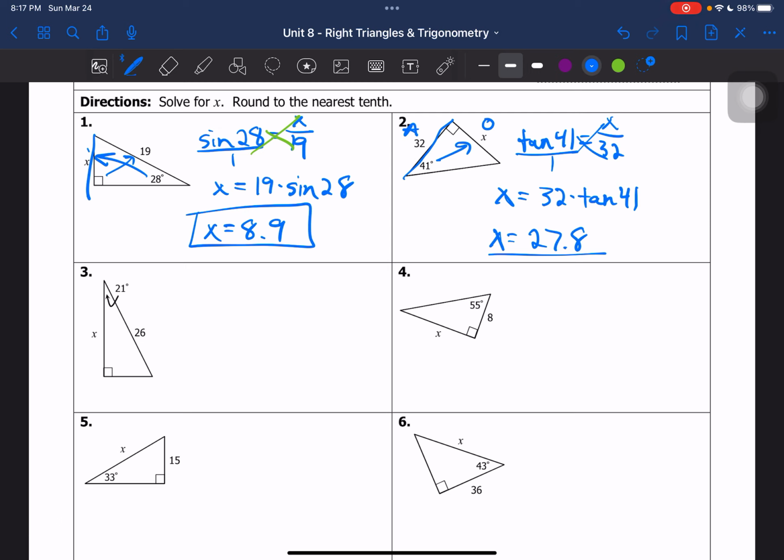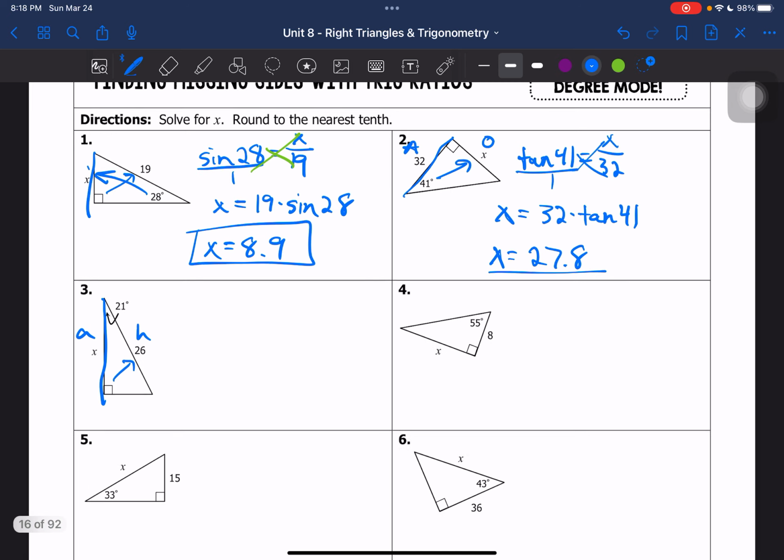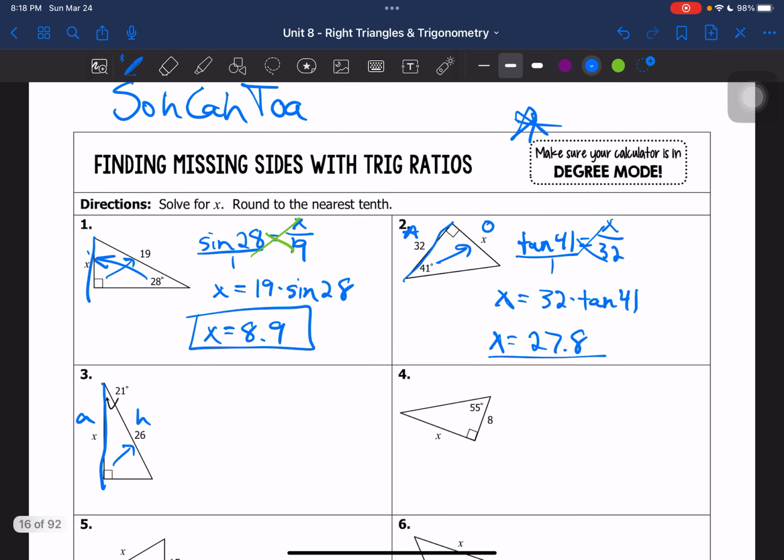Okay, so let's look at number 3. I am starting off with this 21 degree angle. I know the hypotenuse. The 26 is across from the right angle, so that's the hypotenuse. And I also know this side, x, is a leg, and because it's touching my angle, that makes it the adjacent leg. So if I have adjacent and hypotenuse, that means that I need to use cosine in this instance. So I'm going to write out cosine of 21 and set that equal to adjacent over hypotenuse. So the side that's adjacent is just x, and the hypotenuse measures 26. So I've set it up.